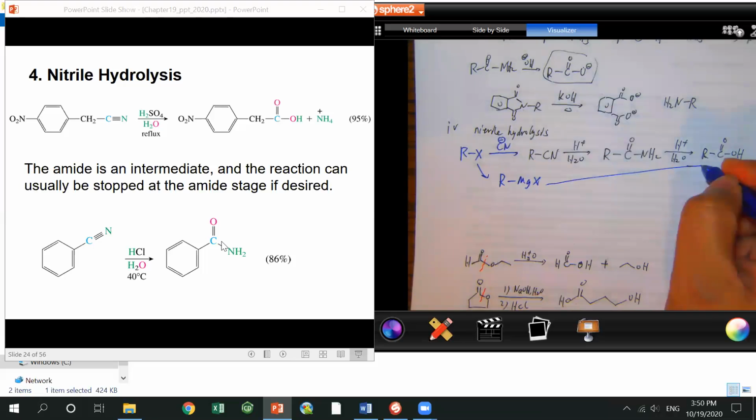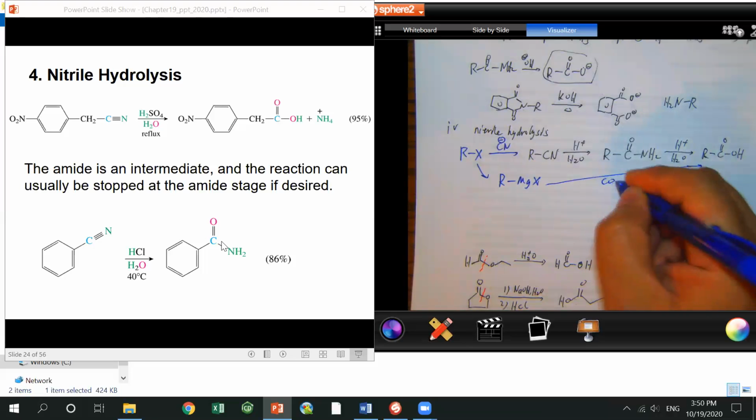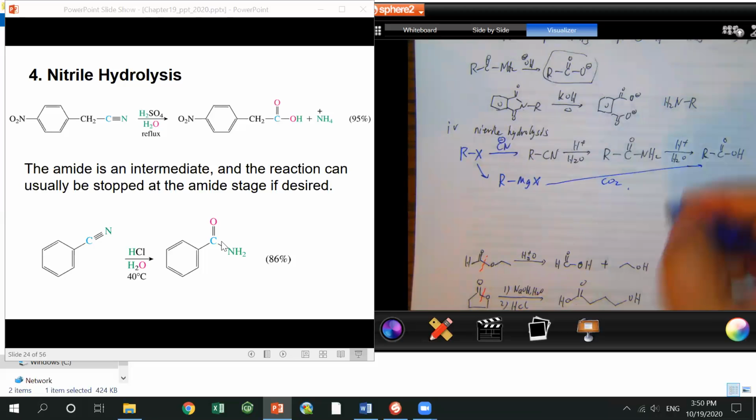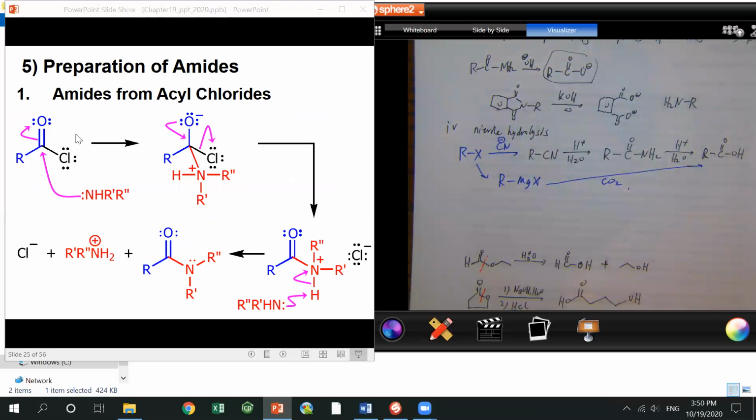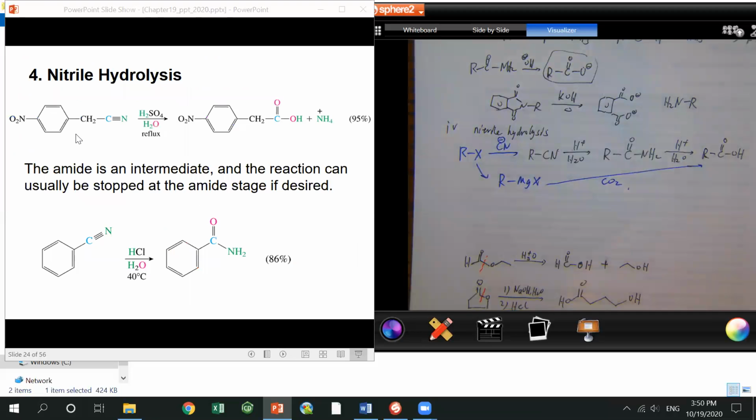Actually, we just did this lab last week. Carbon dioxide, and then you follow with an acid workup, which can also give the same product. Just keep in mind, for the same starting material and the same product, you can use different routes to finish the conversion. That's the cool thing about organic synthesis. I guess preparing amides we'll do on Wednesday.